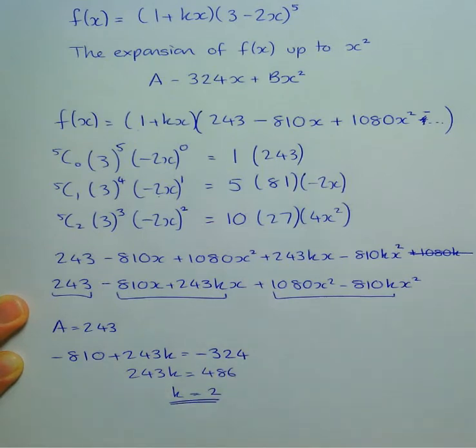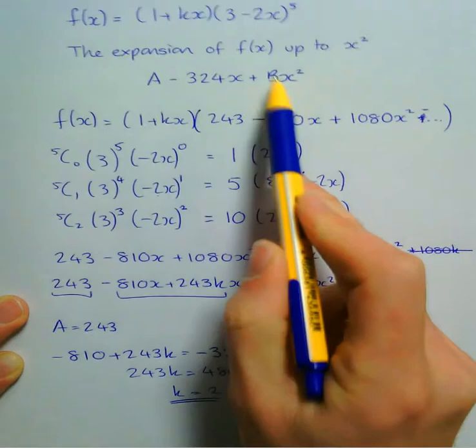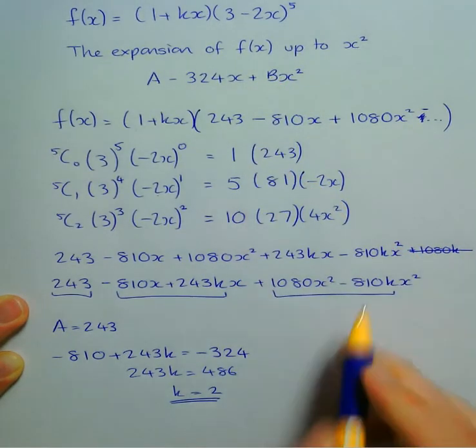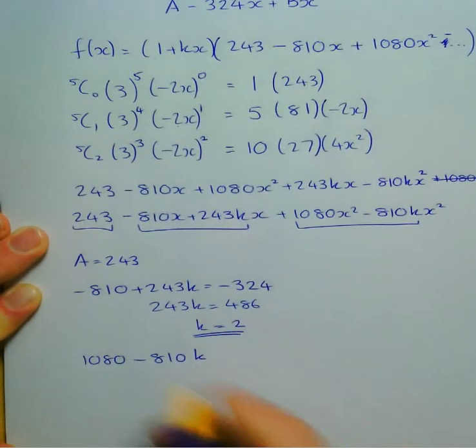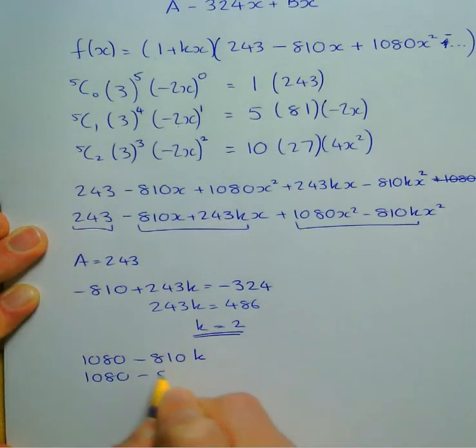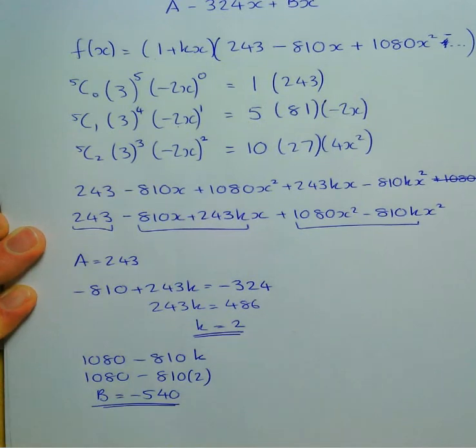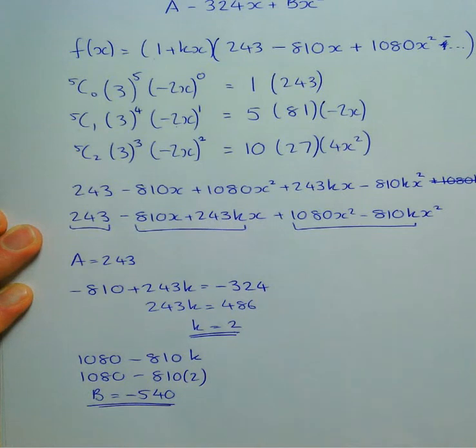Right. Now because k is 2, we can work out b, because the coefficient of x squared term is 1080 minus 810k. But now k is 2, I'm just going to type that into my calculator. And you get b to equal minus 540. Okay, so hopefully that made sense. You just need to practice them now. Good luck.